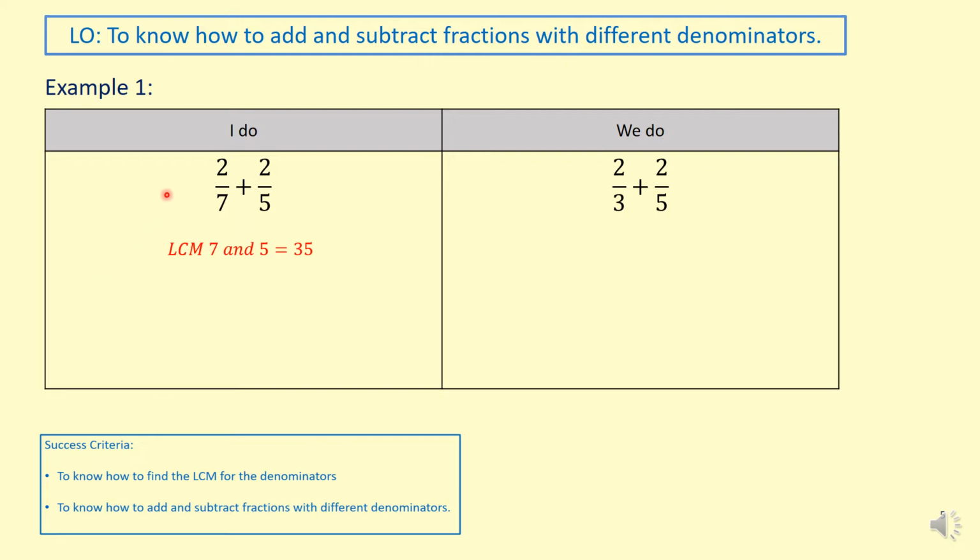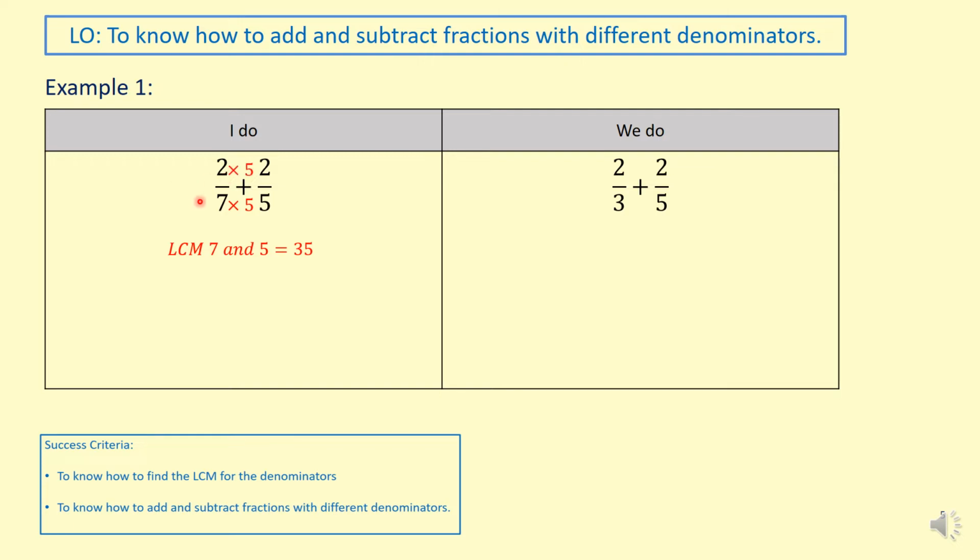If you look at the first fraction, 2 over 7, I need to make the denominator for both of those fractions 35. What do I need to do to 7 to get to 35? What number do I need to times it by? You times it by 5. So if I times 7 by 5, I get 35. I have to do the same thing at the top as well, so I need to times 2 by 5 as well.